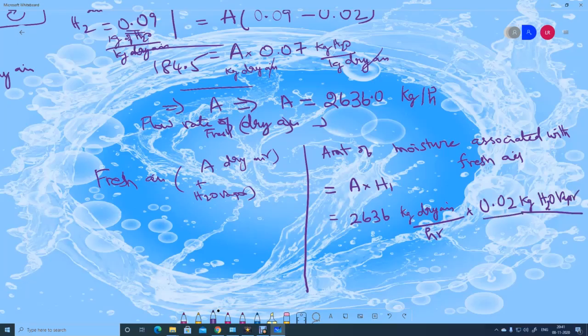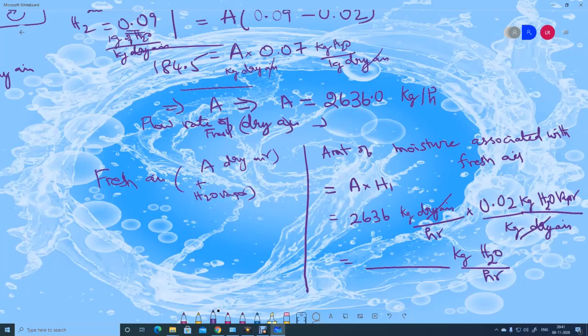per kg of dry air. So kg of dry air gets cancelled, and what we get is this much kg of water vapor per hour. Okay, please use your calculator. 2636 into 0.02, which is 2% of this. 1% is 263.6 into 2. Sorry, 1% is 26.36 into 2.